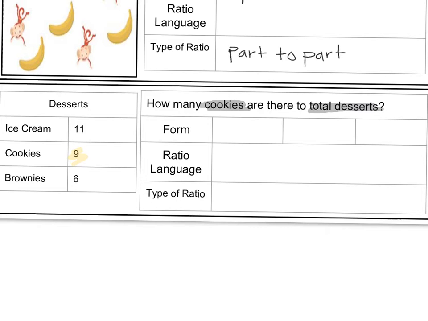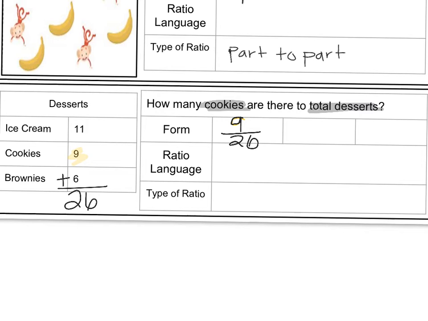So that's going to be my first value I'm going to use for my ratio. And the first form we're going to do is a fraction. So we're going to do 9 to the total. Well, it asks for the total desserts. So we need to count how many total desserts are there. So to count the total desserts, you need to add up all of those desserts. So you have 11 plus 9, and that's 20. And 20 plus 6 is 26. So that's 9 over 26, or 9/26.